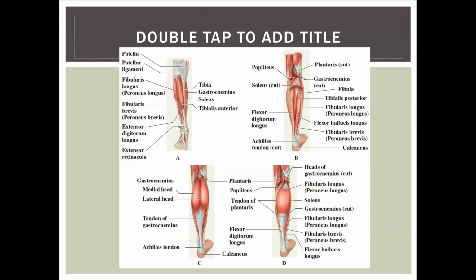Okay, on the posterior aspect of the lower leg, down here on C, you've got the calcaneus that goes up to the Achilles tendon. The Achilles tendon goes up and attaches to the gastrocnemius. If you go over here to letter D, they have cut away the gastroc, and just under that you've got the soleus. Right up here you've got the medial and lateral heads of the gastroc.